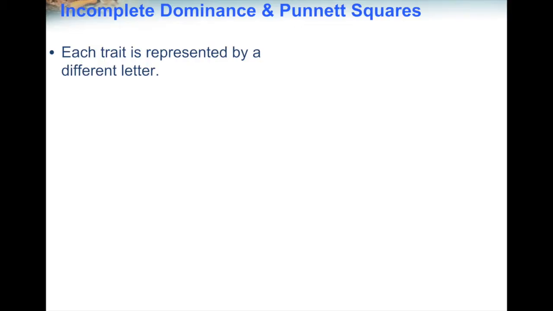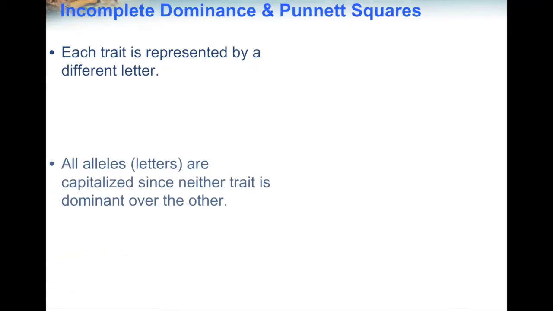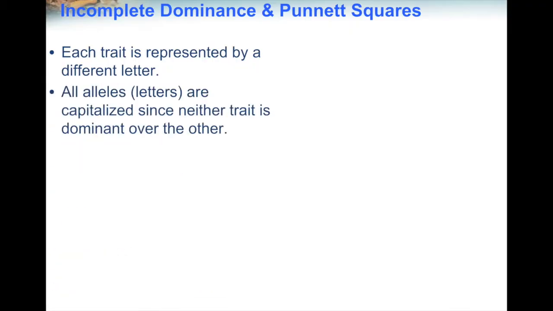So because of this, we're going to have to do our Punnett squares a little bit differently. We're going to have to look at it a little bit differently since we don't just have 2 alleles or traits and one's not dominant over the other. So what are we going to do? Well, for each trait that we're going to see, we're going to represent it by a different letter. And the alleles or letters that we're going to use, let's just capitalize all of them because one trait is not dominant completely over another trait. So let's just make them all capitalized letters.